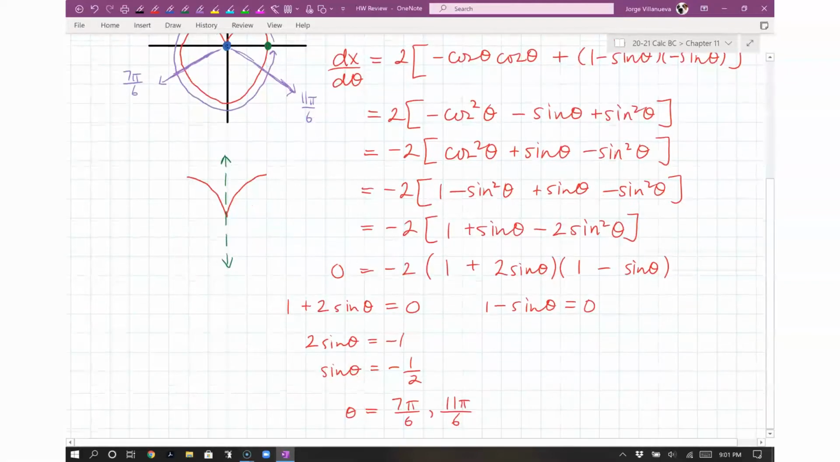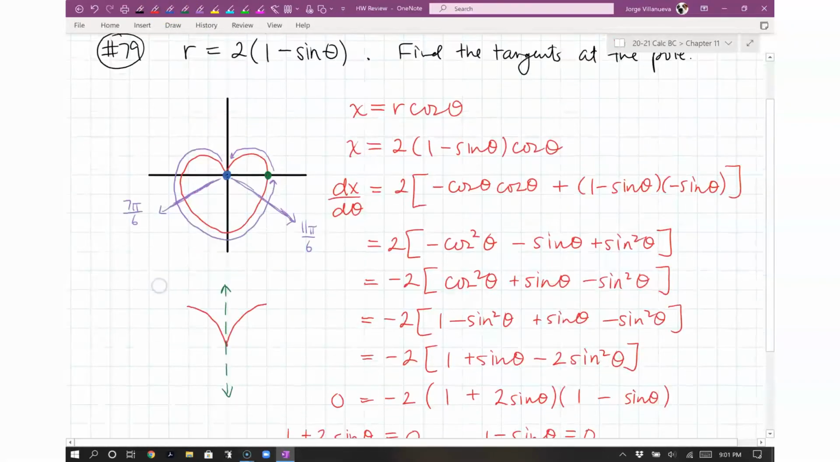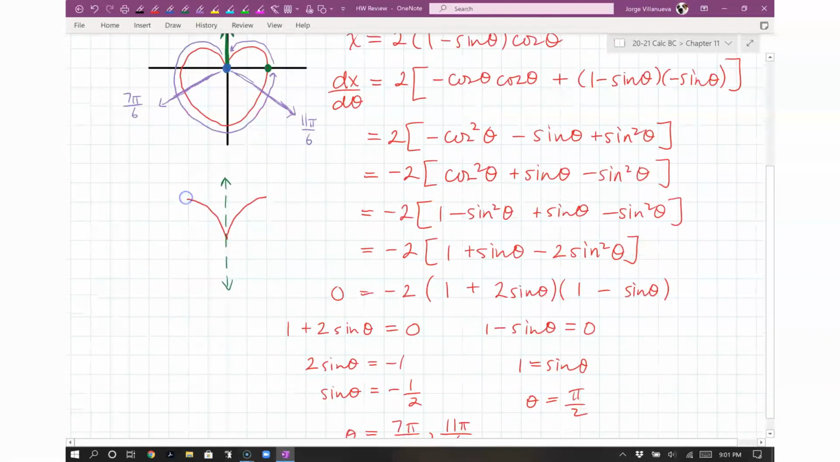Well, let's solve this next one over here. That means 1 is equal to sine of theta. What angle gives me a 1? That'd be pi over 2. And notice pi over 2 is shooting straight up, right? Vertical tangent line. So my answer is theta equals pi over 2.